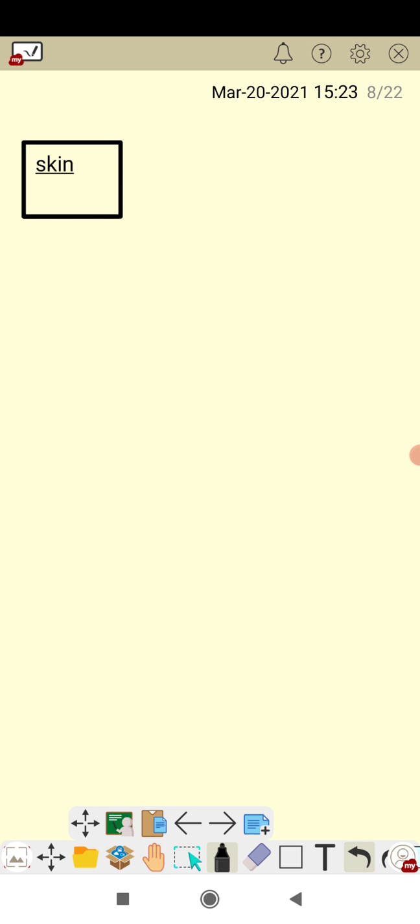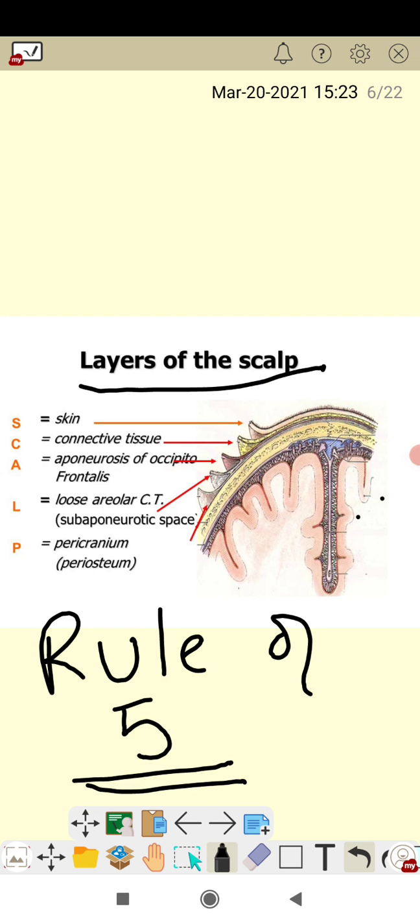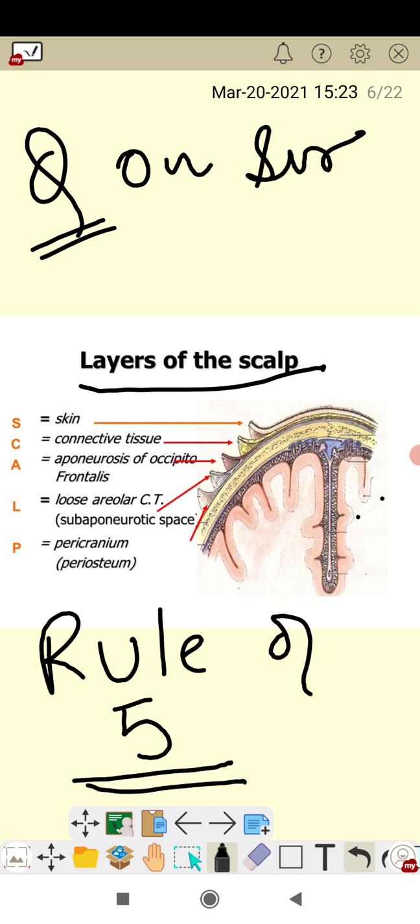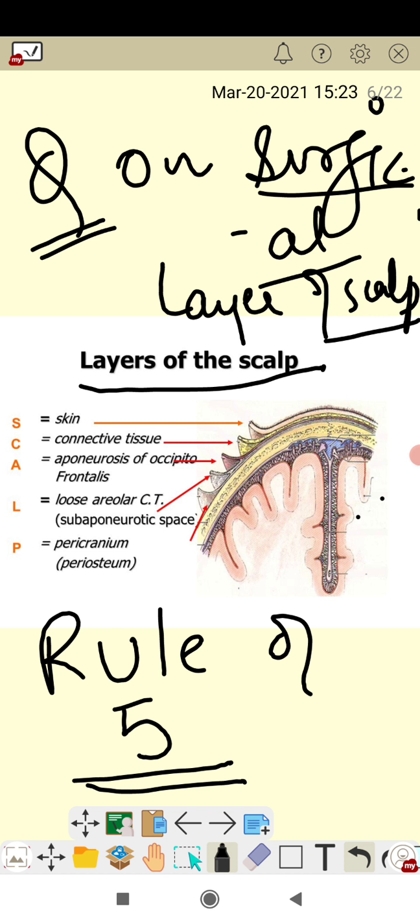Now, first of all, one more thing. Question comes on surgical layer of scalp. What do you mean by surgical layer of scalp? Out of 5 layers, first 3 layers form surgical layer of the scalp, because these three layers are intimately connected and move as a single unit.